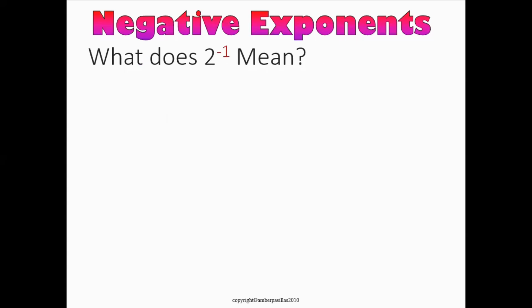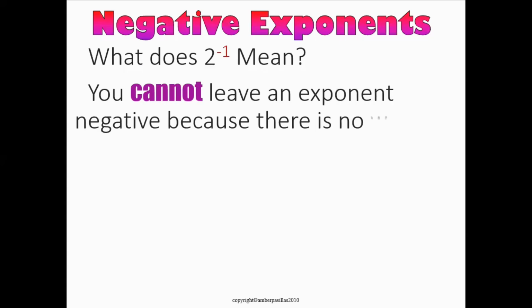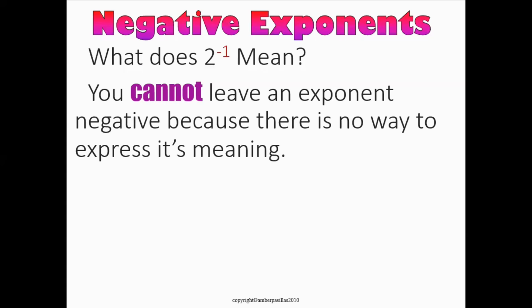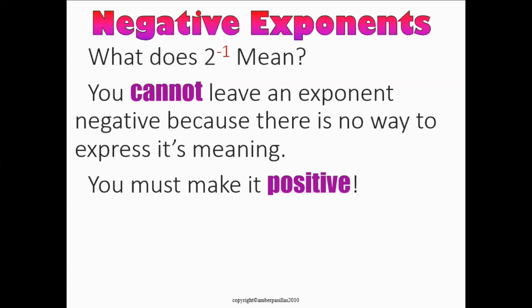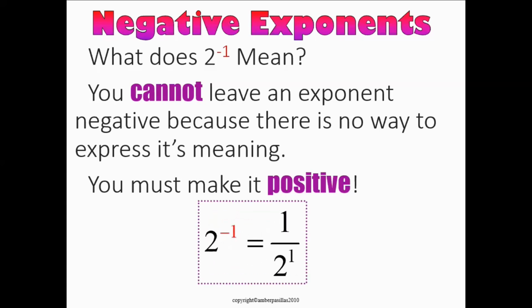So what does 2 to the power of negative 1 mean? We cannot really leave an exponent negative because there is no way to really express its meaning. So therefore, I must make this negative exponent a positive. And here's how we do that. No, you don't have to write this. We change it into a fraction, or we do the reciprocal of what 2 to the power of negative 1 means. So for those of you that answered 1 over 2, you are actually correct.